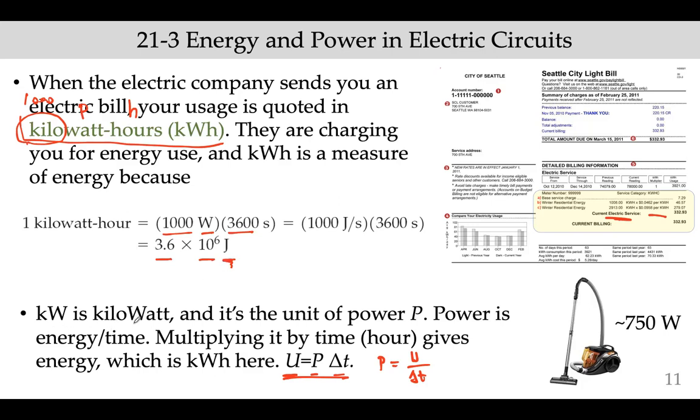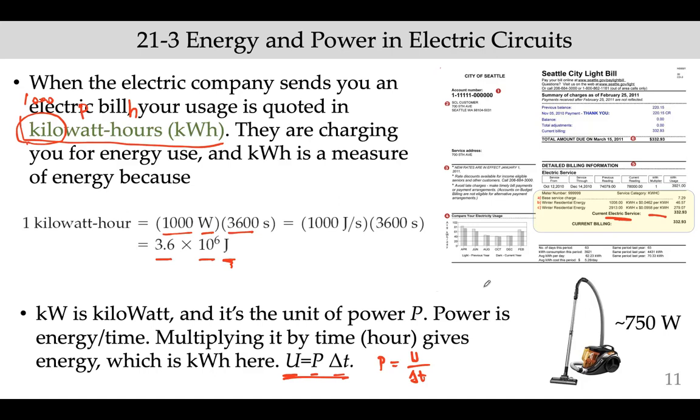So kW is kilowatt, and it's the unit of power, P. Power is energy divided by time, and multiplying it by time gives energy, which is kilowatt hours here.